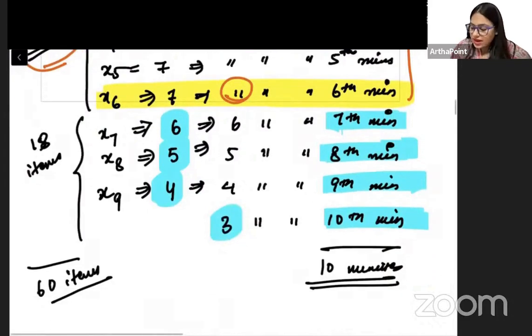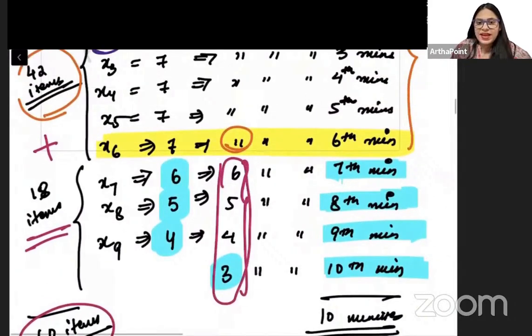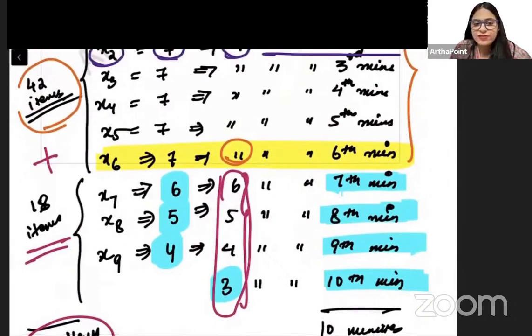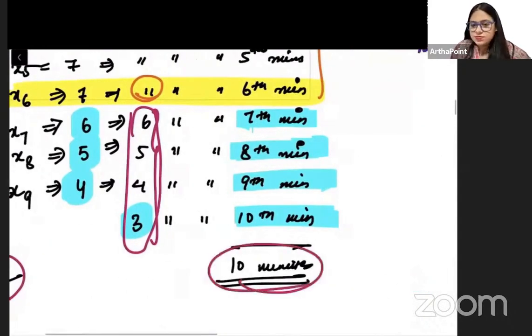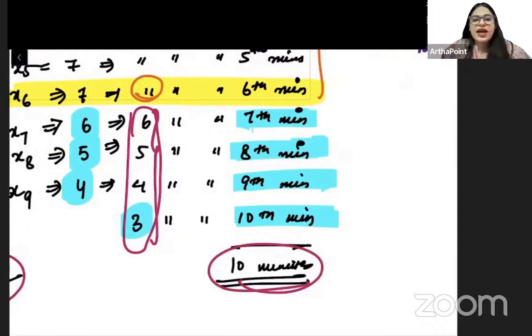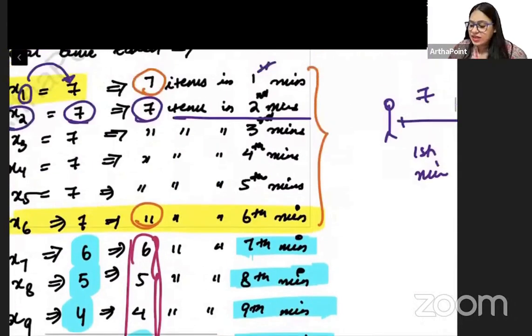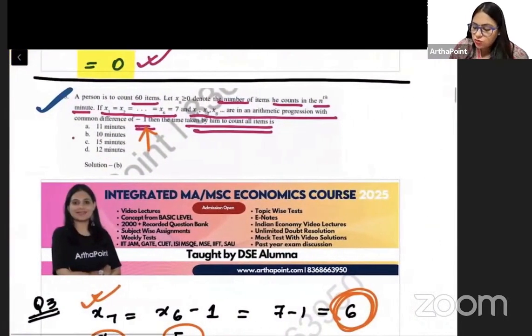Now, the moment I have counted these items, the total comes up to 60 items. देखो, 18 items यहाँ से count हुए और पहले 42 items, which means I have counted 60 items. In how many minutes? In 10 minutes. So I can say that, therefore, I will take 10 minutes to go ahead and count all 60 items.